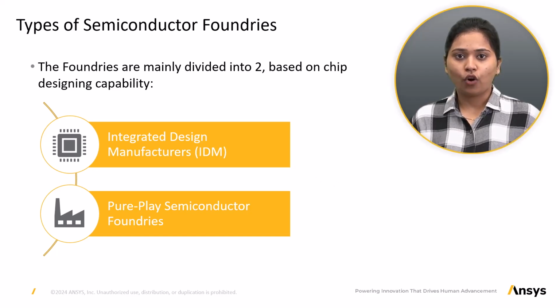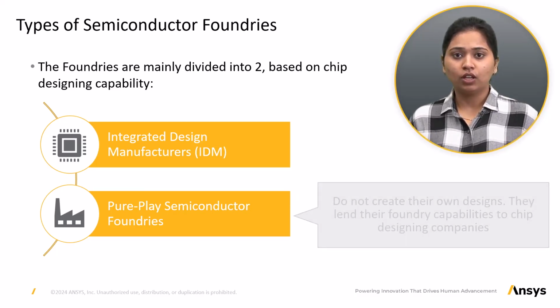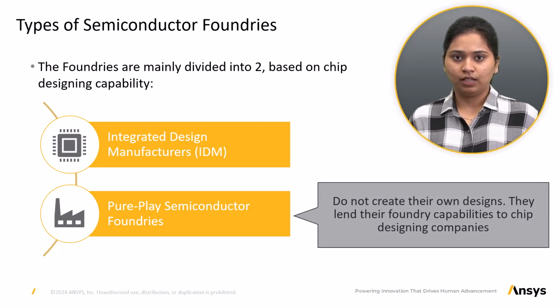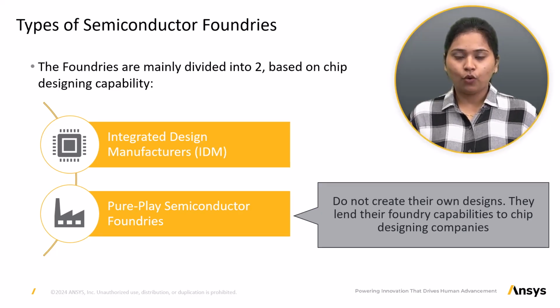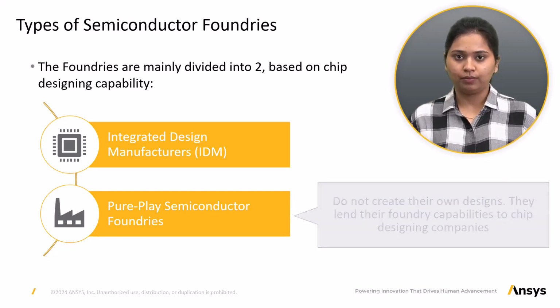With the latest trend of increasing chip density and complexity, we see fewer IDMs as companies have started to compartmentalize the chip designing and manufacturing process. Pure play semiconductor foundries do not create their own designs. They lend their foundry capabilities to companies that create chip designs. These companies focus on improving chip manufacturing capabilities and introducing new methods to manufacture faster and more efficiently.